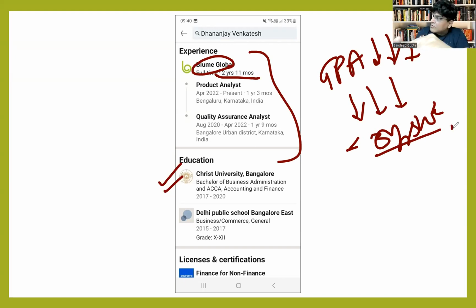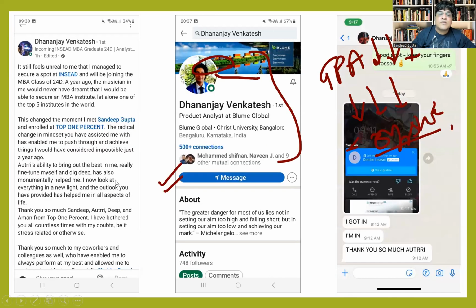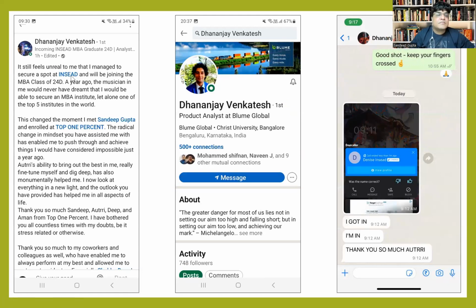So what all is average? College average, GPA average, company name average, and duration of work ex is also not some 6-7 years or something. Where has he got in? Let's see. He's got into INSEAD. This is what he had to write. Dhananjay Venkatesh is his name.